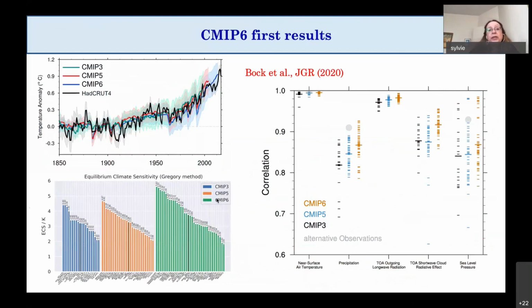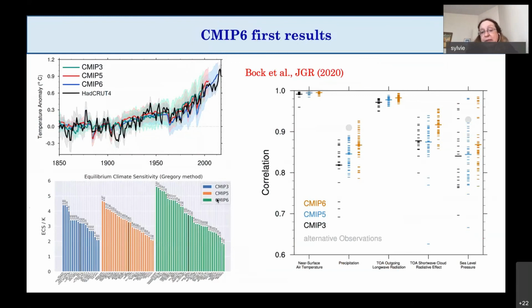Top left, compared to observations in black, you have CMIP3 in green, CMIP5 in red, CMIP6 in blue, showing that CMIP6 tends to reproduce quite well the historical temperature increase. On the right, the same diagram as the one I showed you, but this time including CMIP6, that shows the models are improving in CMIP6 compared to CMIP5, but still with some uncertainty range. And bottom left is an interesting one. It's the climate sensitivity. Indeed, CMIP6 models tend to have a higher climate sensitivity than CMIP5, in orange, or CMIP3 in blue. This is something which will need to be assessed within AR6, and it will be interesting to see whether this is so.